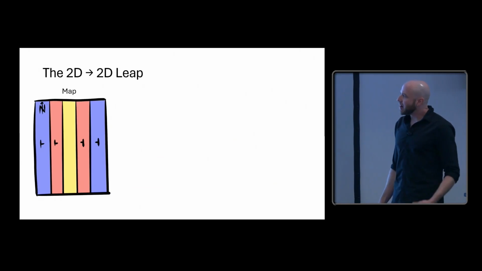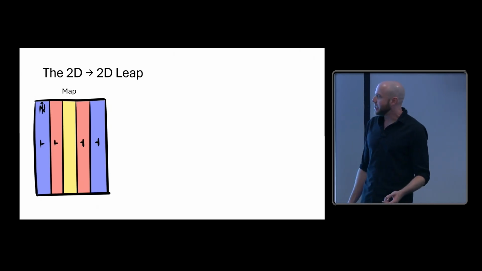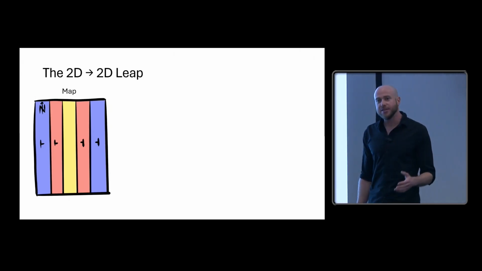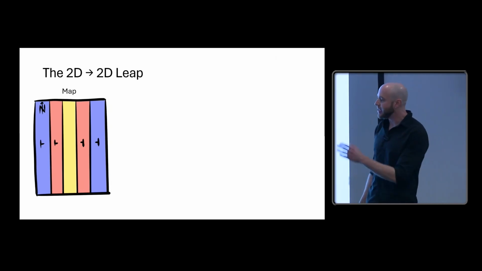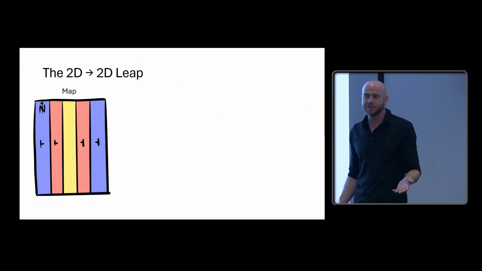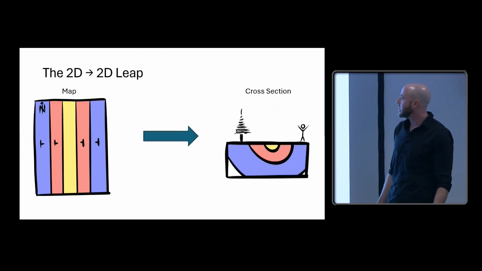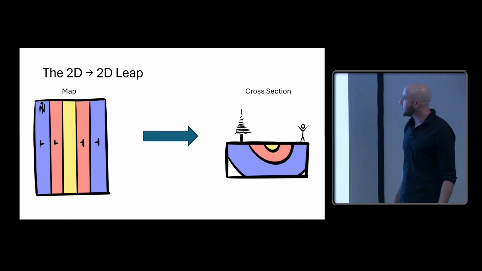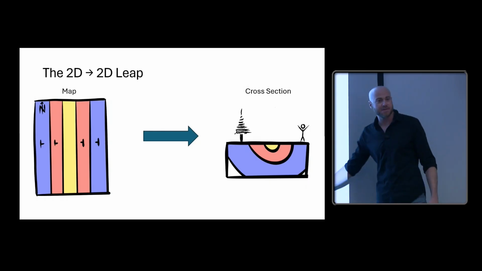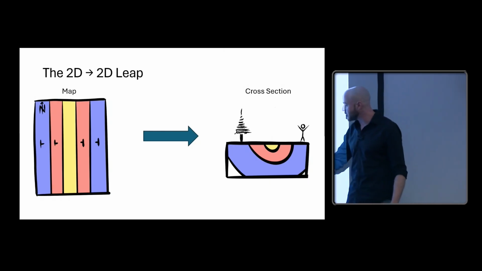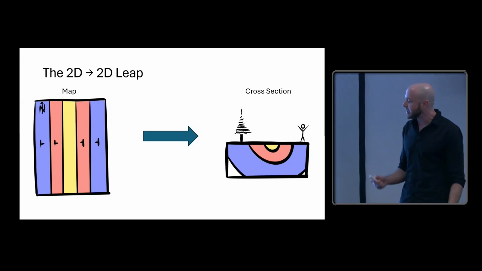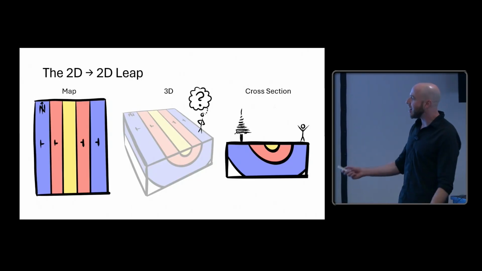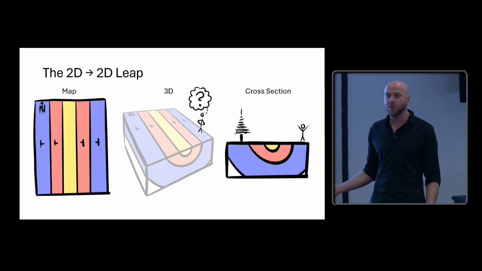But in geology, often, especially in education, we do a 2D to 2D leap. What you're looking at here is a geologic map, and each color represents a different type of rock. Then, from this, we build a cross-section, a slice of the Earth, and we do an interpretation of what's below us. But this is a 2D to 2D jump, and often we're missing the 3D component in between these steps.